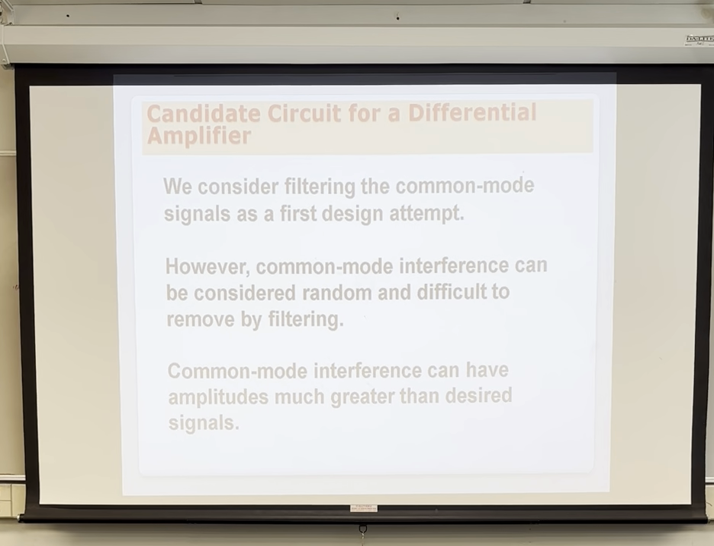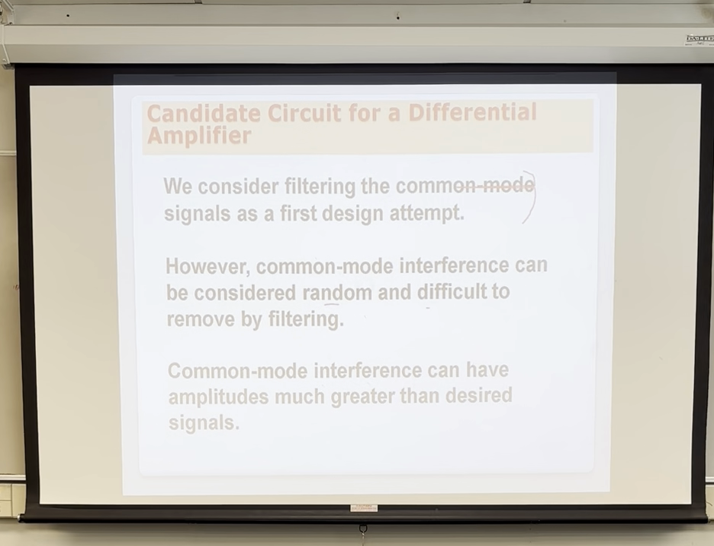So the first design attempt is to design an active low-pass filter. And we did that. Let's say the common mode is 30 kilohertz. And then suddenly the common mode changes to 8 kilohertz. Now you've got to go back in and redesign the filter, and if the common mode changes again to 60 hertz, now you have to change it again. So common mode interference can be considered random and difficult to remove by filtering, because it keeps changing frequency. Once you design a low-pass filter, you have to keep redesigning it to try to track the common mode.